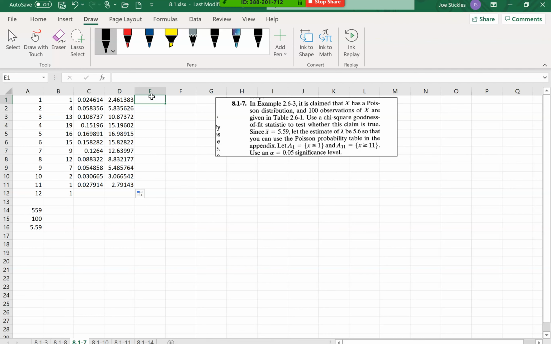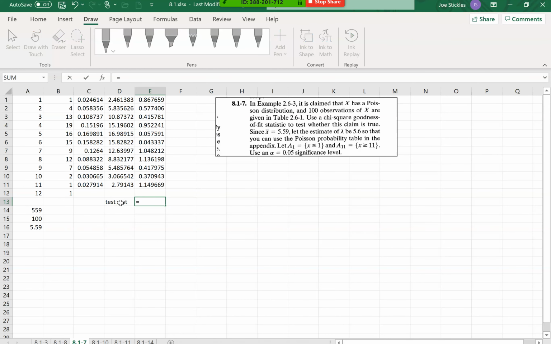And now this one should be your observed minus your expected, squared, divided by your expected. And copy that down. All right, now add these up. That gives you your test statistic. So we get 7.04-ish.